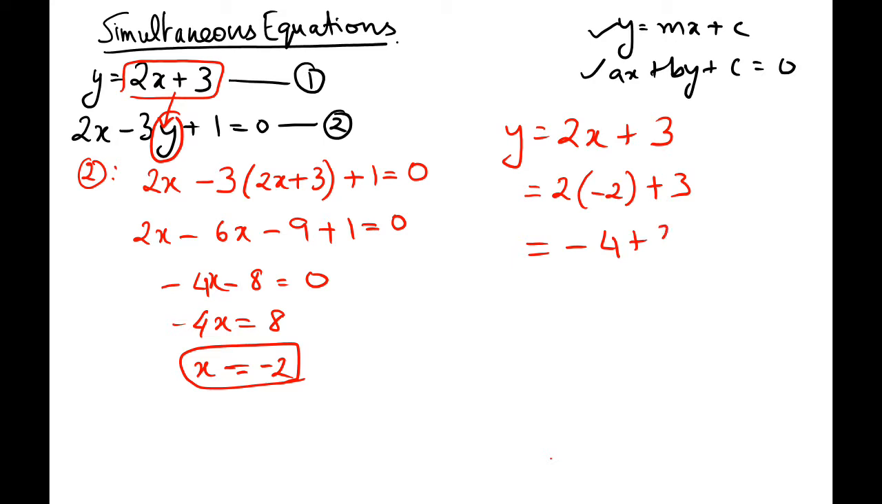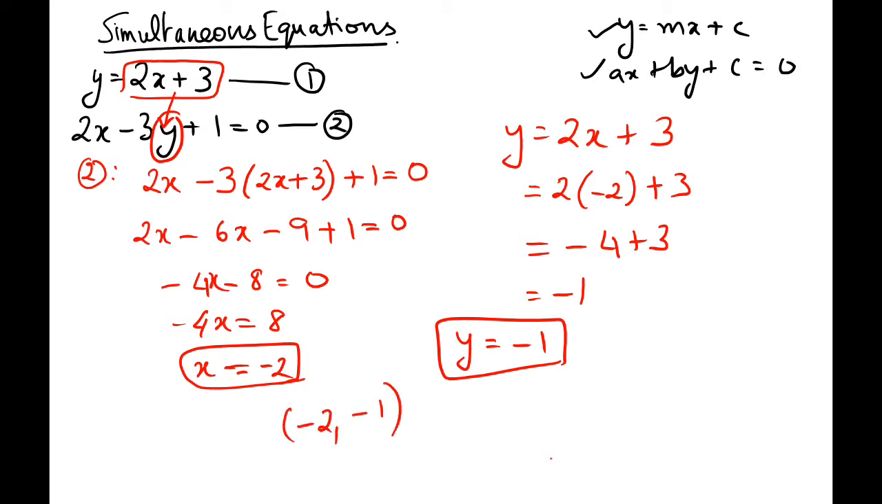So it's easier to substitute in this equation, and therefore the equation gives you the value of y as -1. Therefore the point of intersection of these two lines is (-2, -1), and the solution is x equal to -2 and y equal to -1.